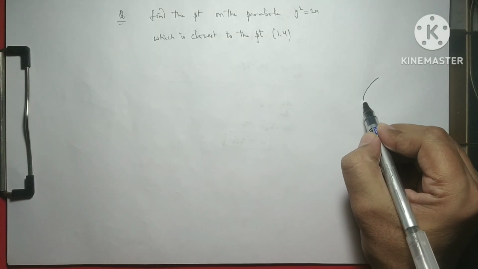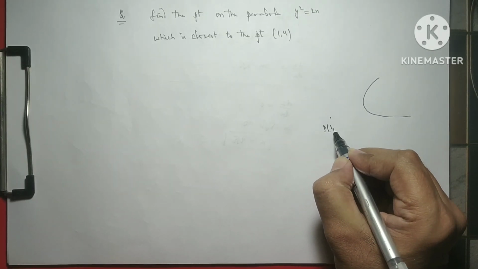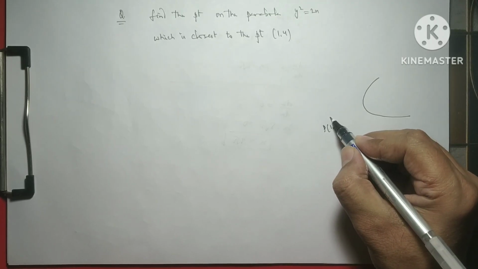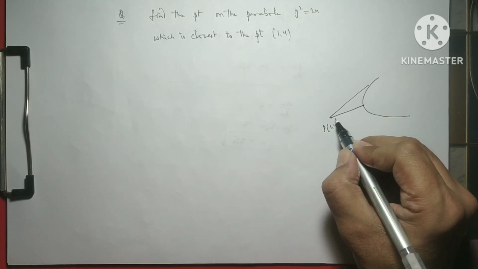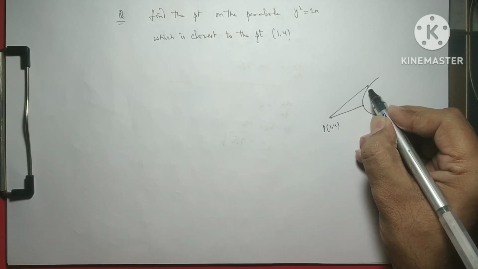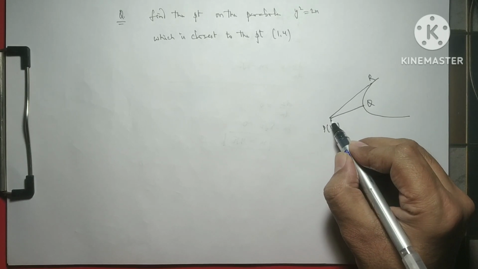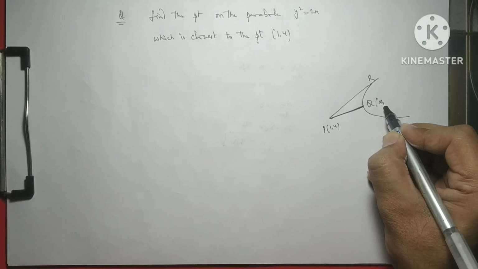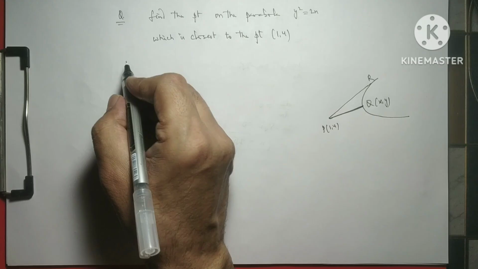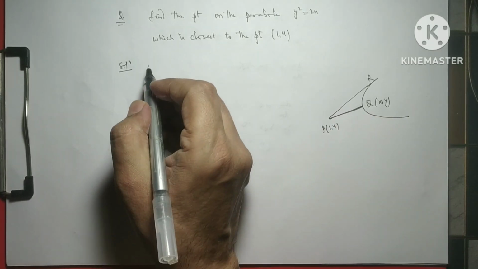Like we have a parabola, and this is the point 1, 4. So we want the closest distance, we don't want this. So PQ is right now, this is closest. Let us consider this is x comma y. So we want point Q.